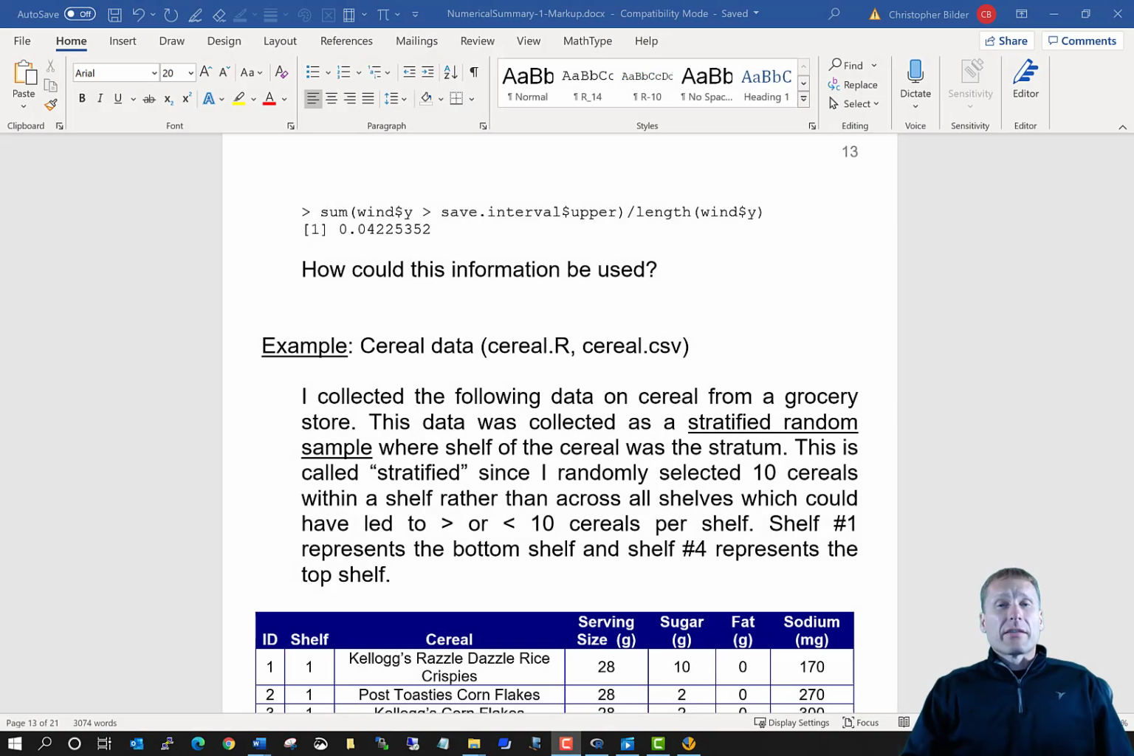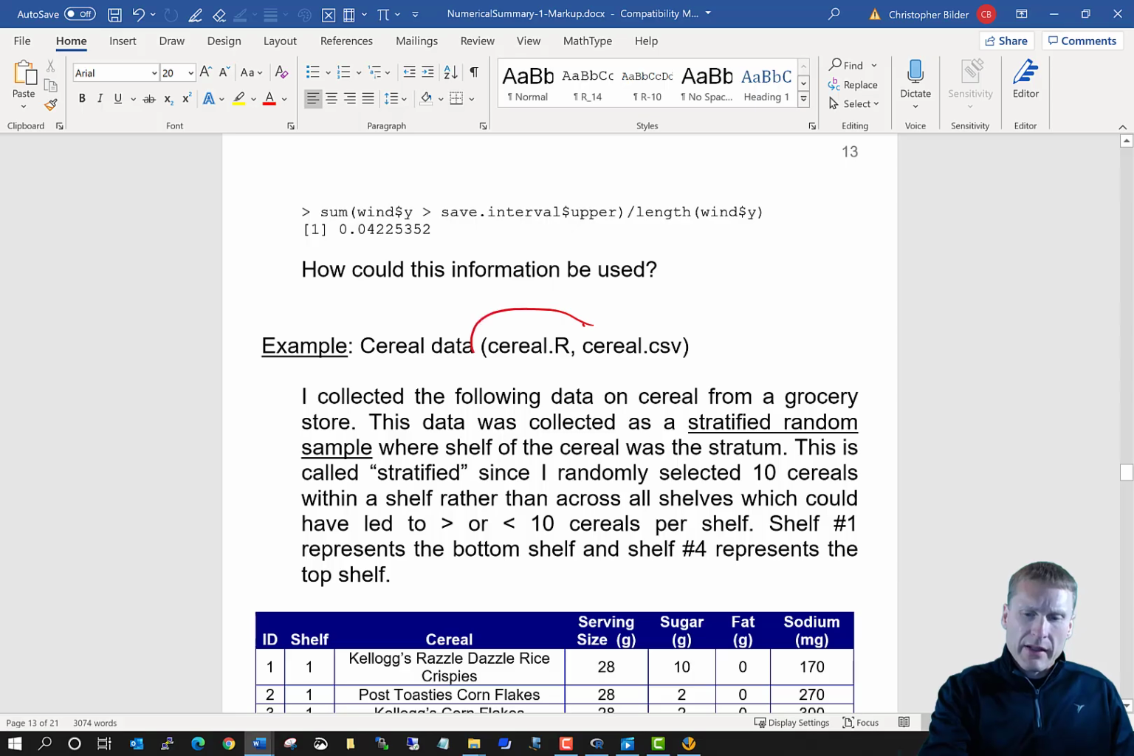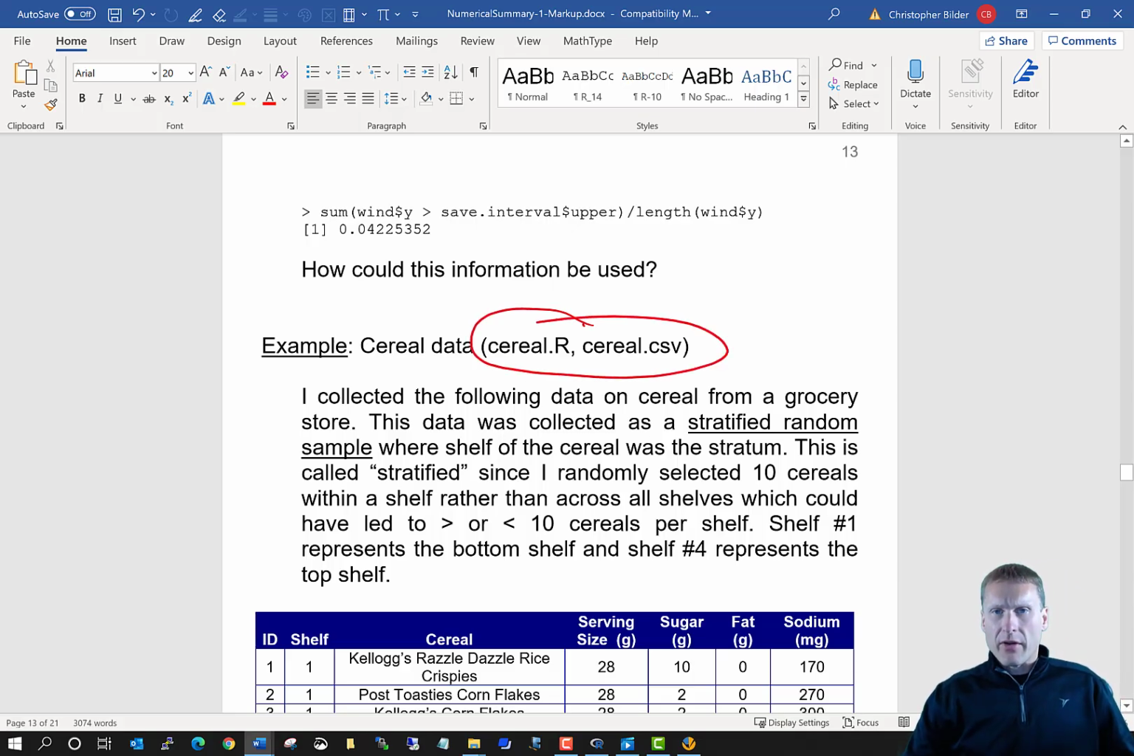Okay, let's next take a look at a new example. This example deals with what I call the serial data set. We'll look at this example a number of times in our course. The corresponding stuff that I do is in serial.r in terms of the R programming, and the data is in a comma delimited file, serial.csv.